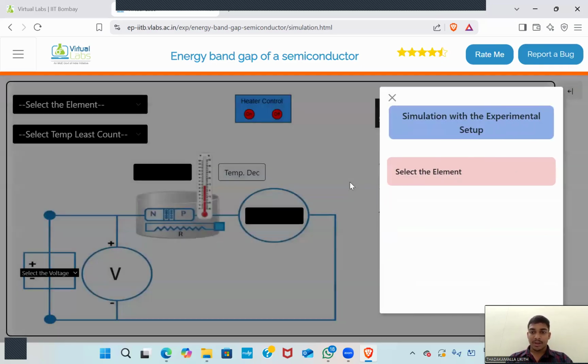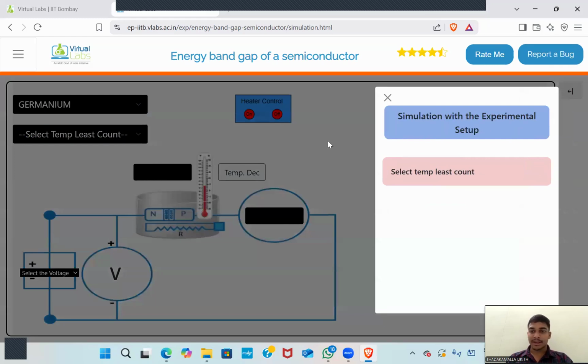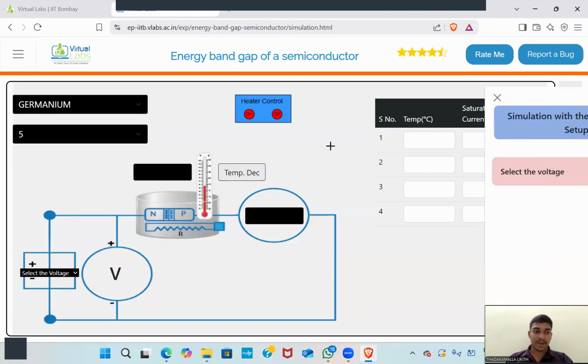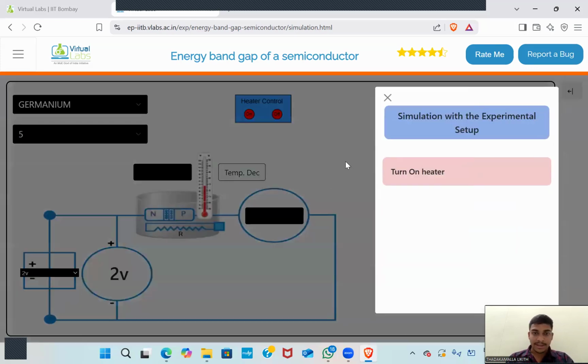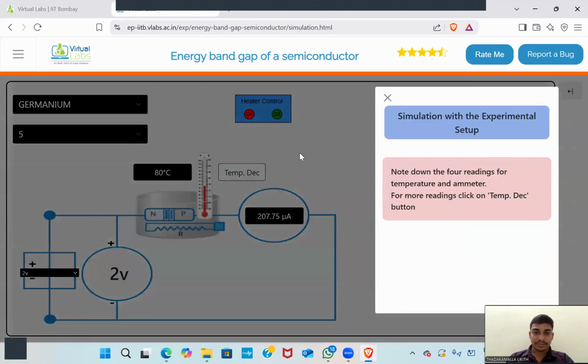Next, select the element. We are doing the experiment with germanium, so select germanium semiconductor. Select the least count as 5, which means the temperature difference is 5. Then set up the voltage. Set the voltage as 2 volts, and turn on the heater. Again turn off the heater.